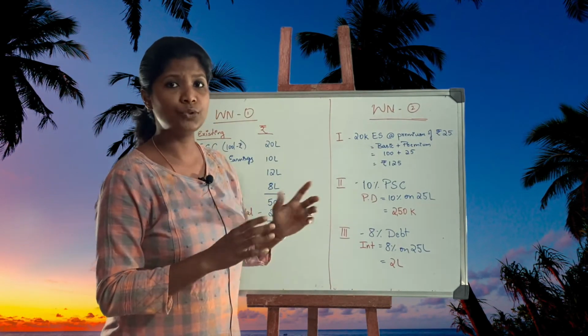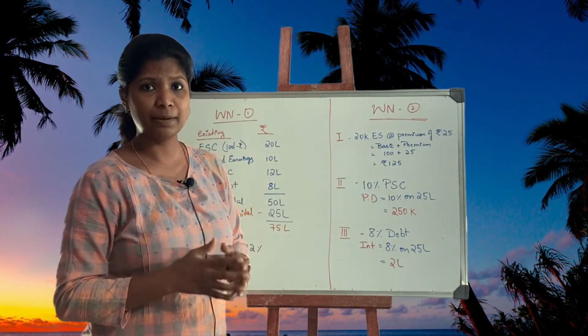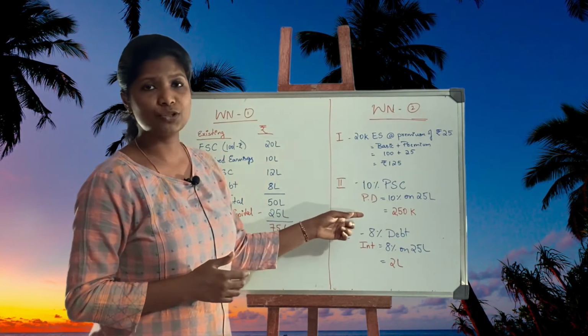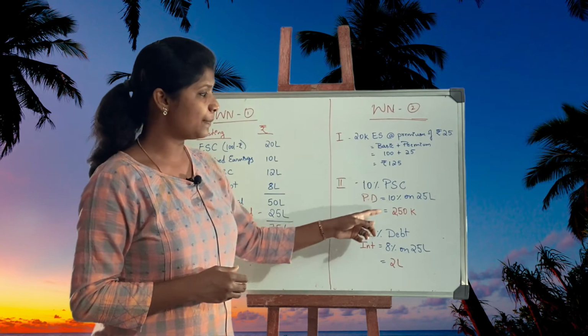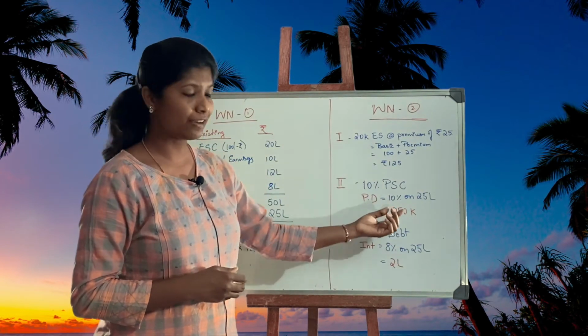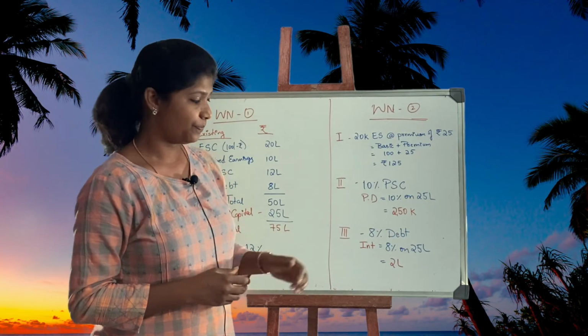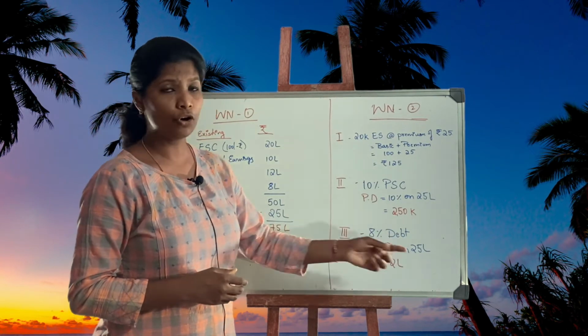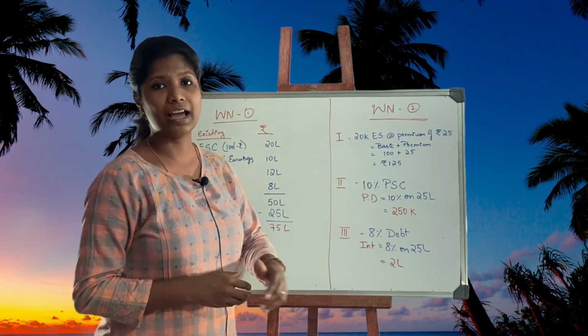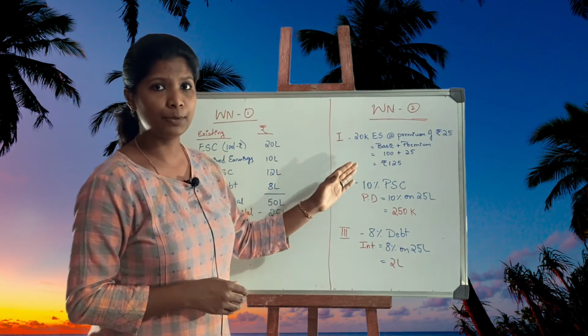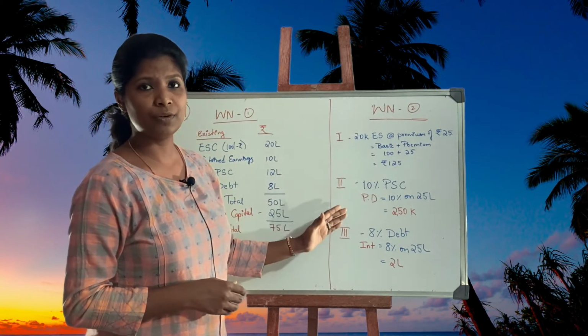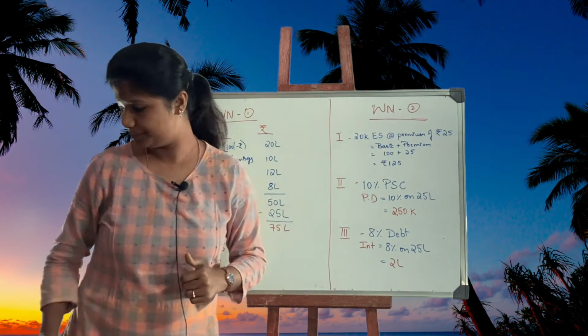Plan 2, issue the entire 25 lakh under 10% preference share capital. So I'm just going to find out my preference dividend. 10% on 25 lakh is 2,50,000 rupees. Third plan is 8% debenture. Interest at 8% on 25 lakh rupees is 2 lakh rupees. So this is your working note number 2: plan 1 equity, plan 2 preference, and plan 3 debenture.